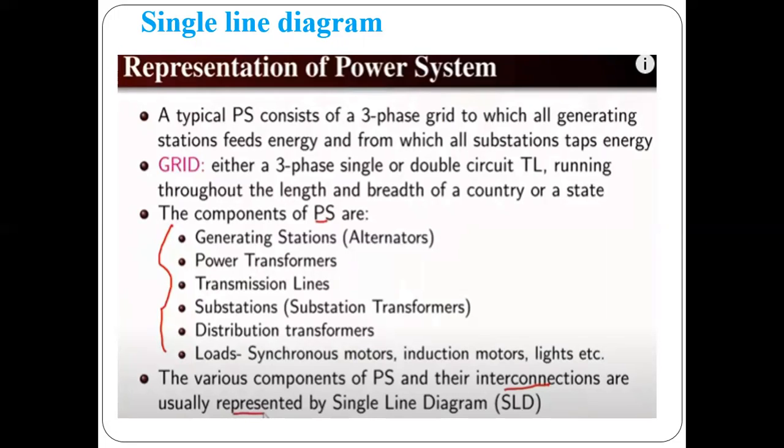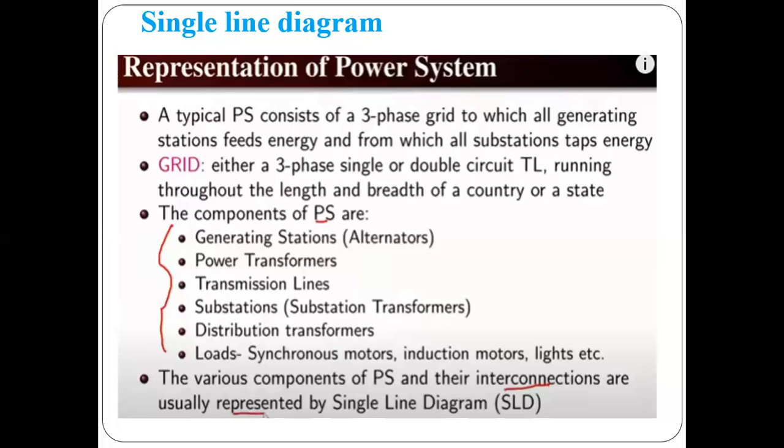Now discussing the components of the power system. As you know, there are various components of the power system like generating stations, which are also alternators, then power transformer, then transmission line, then substation, or we can say the substation transformer, then distribution transformer, and the load like synchronous motor, induction motor, lights, etc. These are some components, or we can say these are the basic components or parameters of the power system.